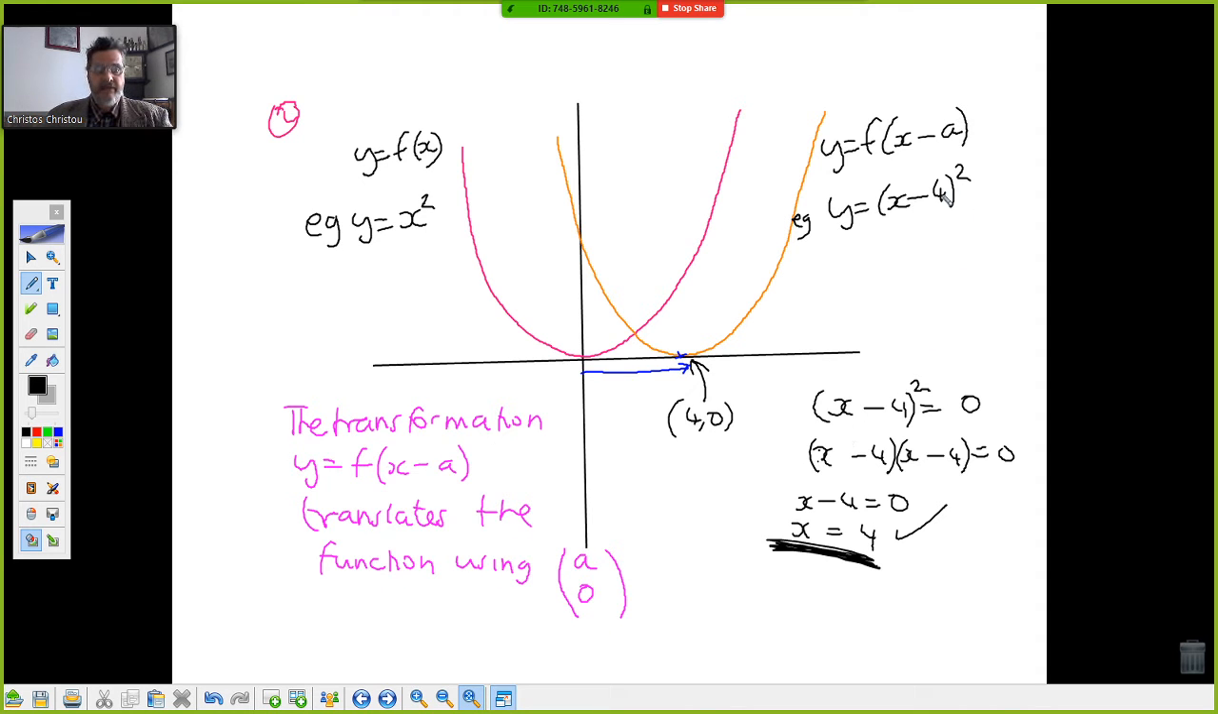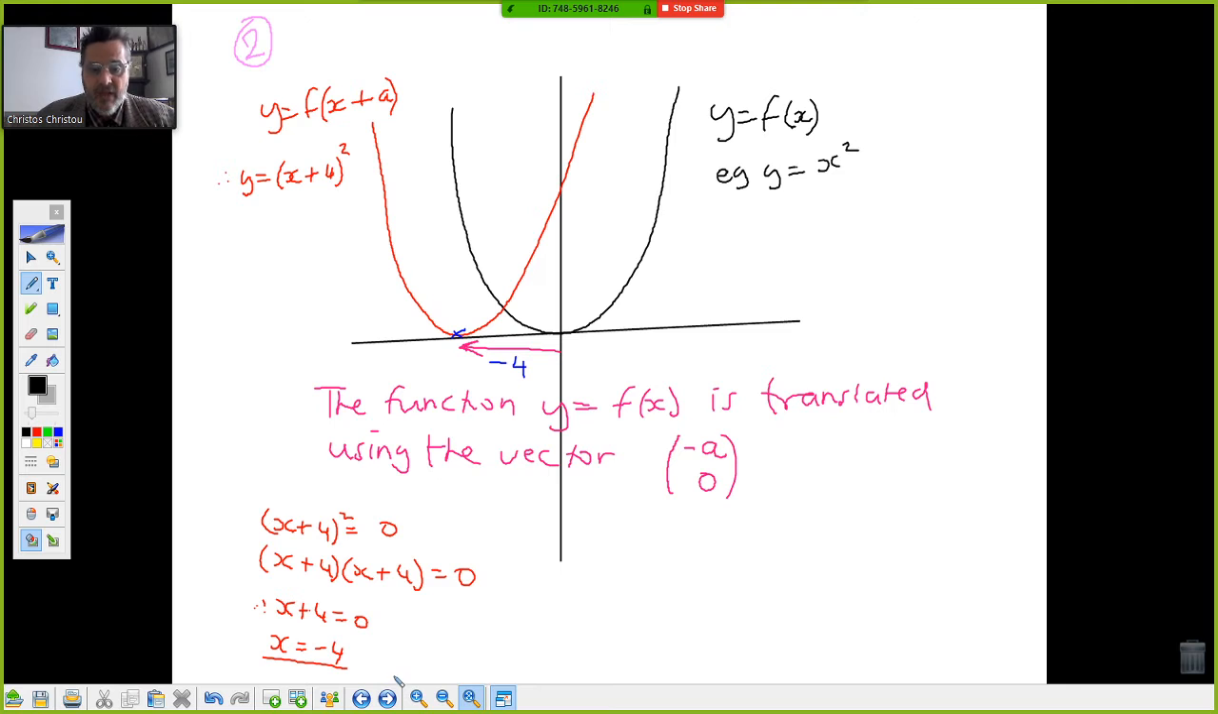In other words, you take 4 to be the a, directly linked, and you don't go minus a, you just go a itself, bang, 4 across, 0 up. So we're translating the original function using the vector a, 0. I should have the word vector there, so you could learn the proper words. We're going across, not left, okay? That's the second transformation.